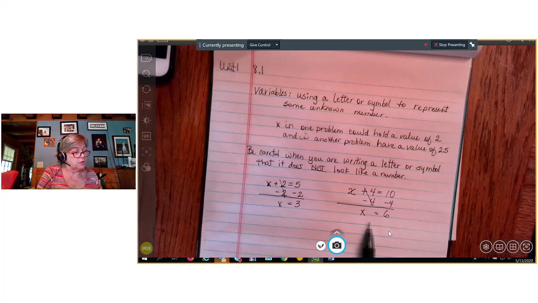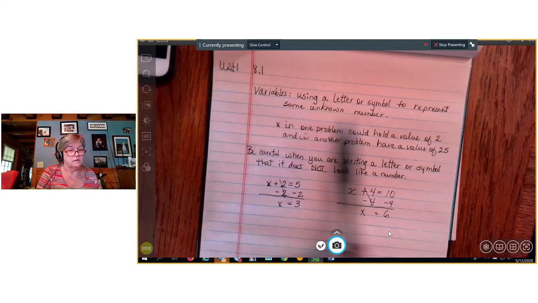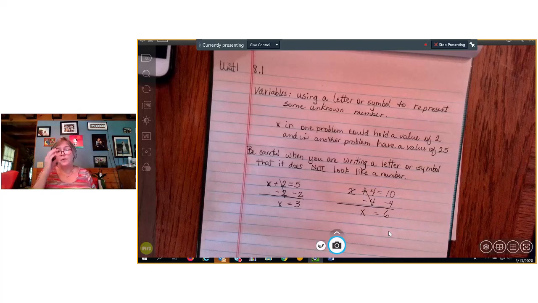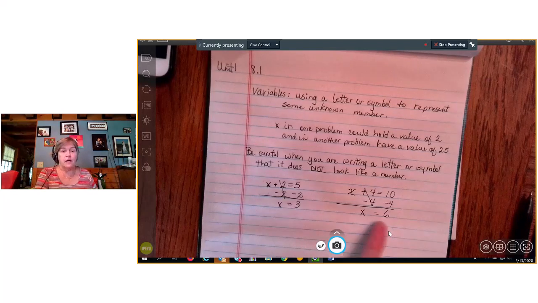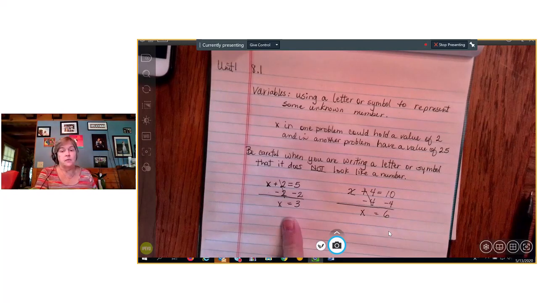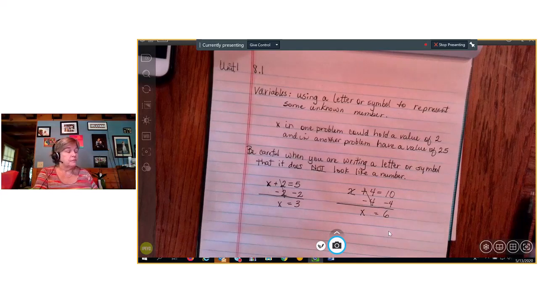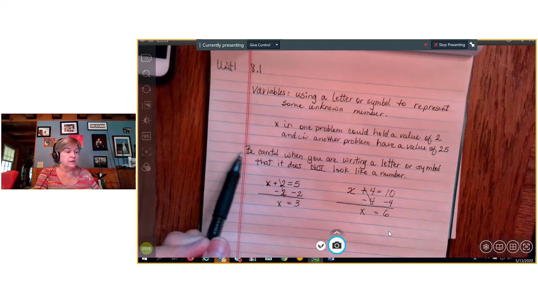So this is what I meant by this statement. X in one problem could hold a value of 2, and in another problem have a value of 25. Here we showed where it had a value of 3, and then in this problem it had a value of 6. Now, this is very important to note.